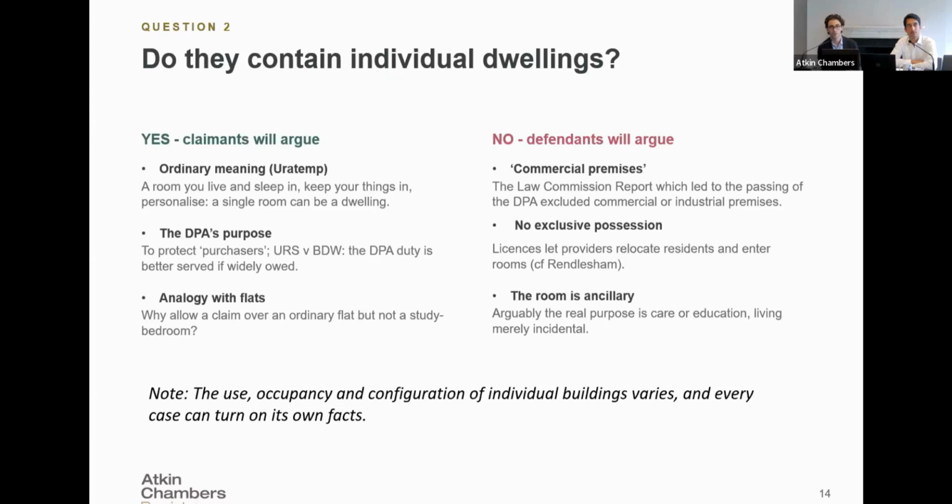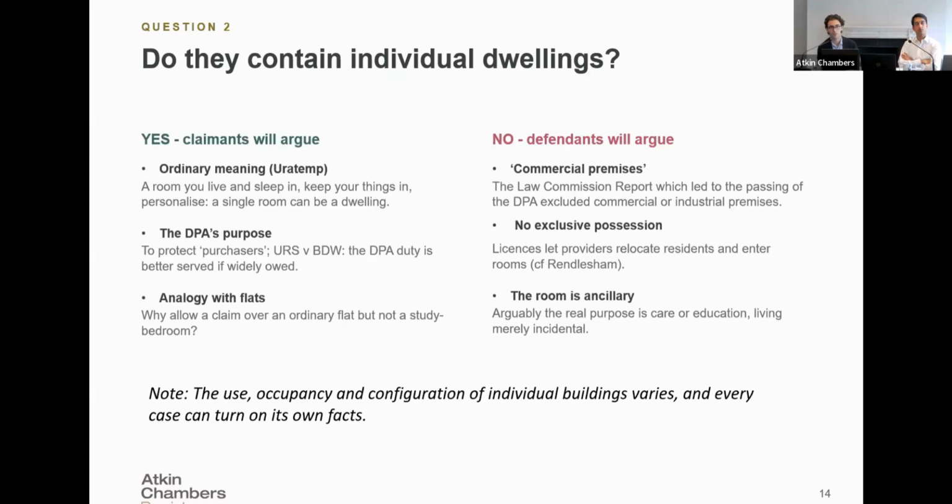But the basic point is you need to find a dwelling somewhere, regardless of the spatial nature of that dwelling within the building. So in terms of whether student accommodation buildings and care homes contain individual dwellings, there are really two approaches that we've set out here. Claimants will be making a common sense argument based on the natural and ordinary meaning of dwelling. Students live and make their term time rooms their home.